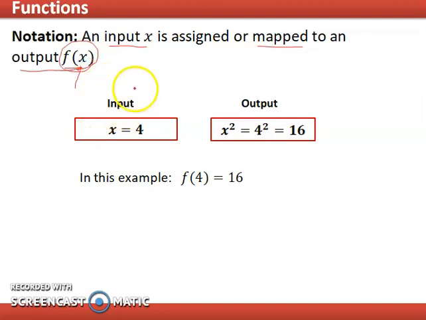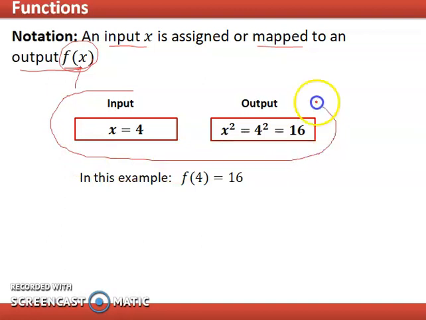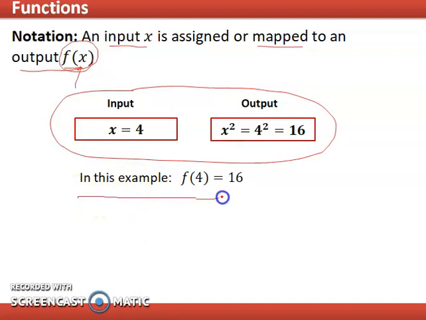So, in our previous slide, this one here, the input x is equal to 4 and the output is equal to 16. Using this notation, that means f of 4 is equal to 16. So, this is the input, this is the output, and the function is the function f.